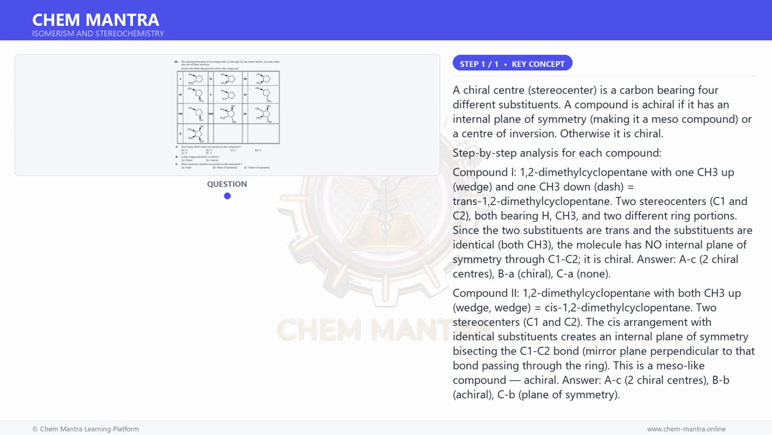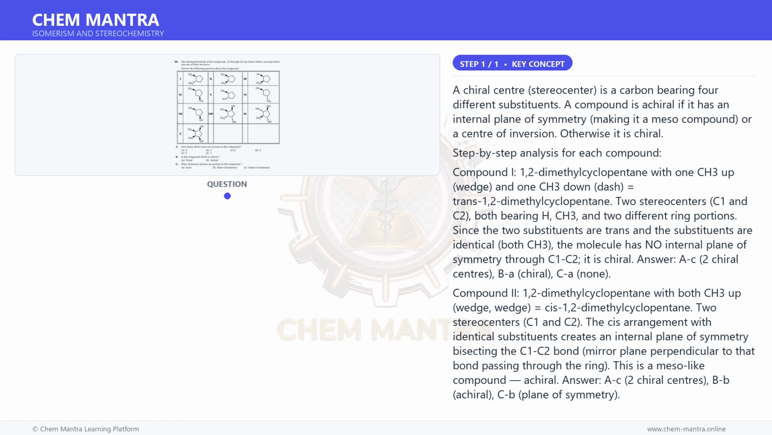Compound V: 1-methyl-2-ethylcyclopentane with CH3 up and ethyl down is equal to trans-1-ethyl-2-methylcyclopentane. Two stereocenters with different substituents, CH3 versus ethyl. No internal plane of symmetry. Chiral. Answer: A, C, two chiral centers; B, A, chiral; C, A, none.